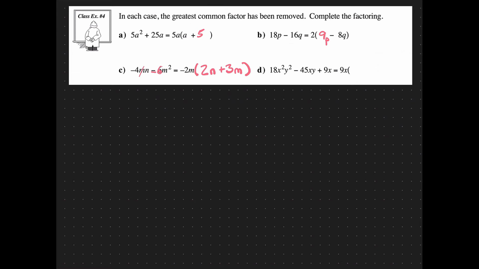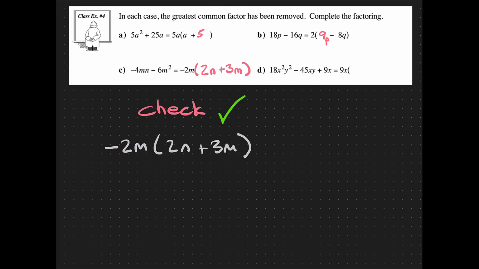Now, once we get a little bit more complex like this, we can do a check to verify if we are correct. So all we have to do is expand what we just factored, and if it goes back to the original, then we're looking good. So we're basically saying if I take negative 2m, multiply that by 2n plus 3m, I should get what I started with, which was negative 4mn minus 6m squared. So let's check to see if that's the case.